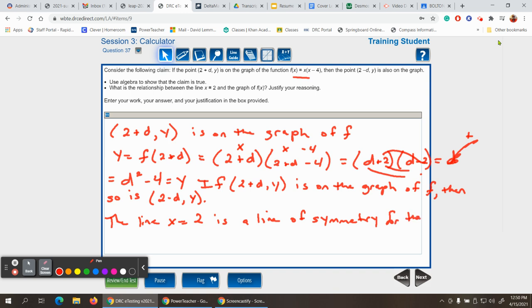For the graph of f. I know this because the x values are the same distance, which is the absolute value from 2, and it yields the same distance in the functions. So they are the same distance apart. That's how we know this.